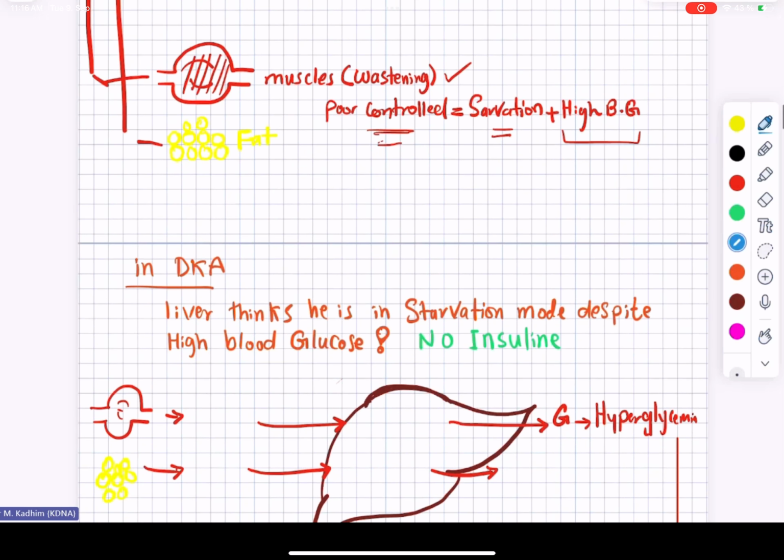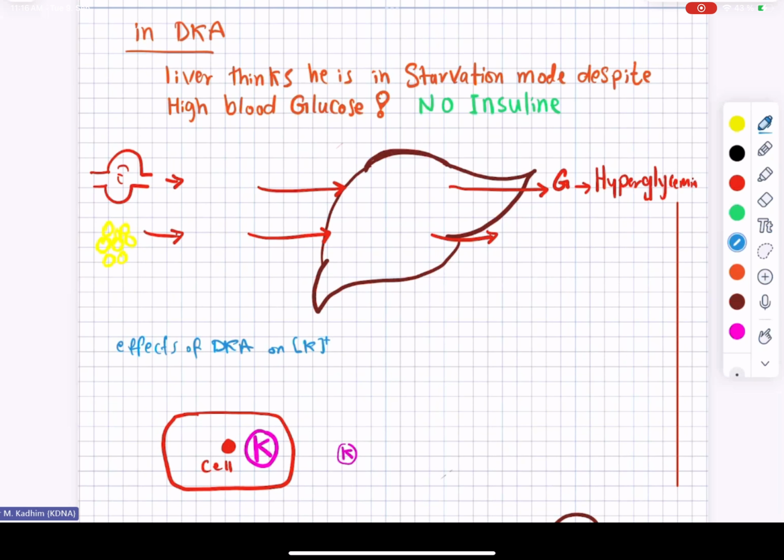In DKA, the liver thinks it is in a starvation mode despite the high blood glucose because there is no insulin. We are in a catabolic state, so the muscle will release amino acids. They will go to the liver through gluconeogenesis and produce glucose. Also, the glycogen in the liver will produce glucose despite the high blood glucose level that can reach 500 milligrams, which exacerbates the problem.